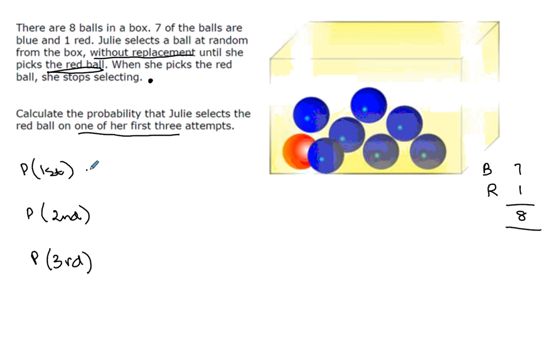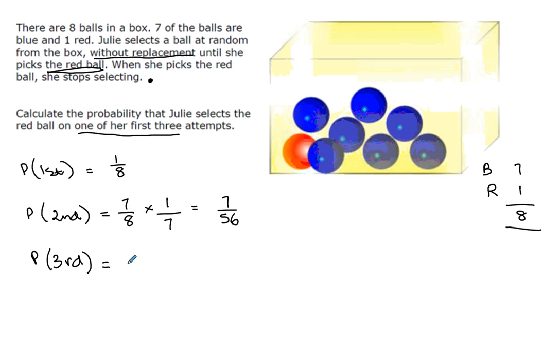So what's the probability of her picking a red on her first attempt? It'll be 1 out of 8. And then she stops. What if she picked a blue ball first? So that would be 7/8. And again, because it's without replacement, the second time she wants to pick a red, so it'll be 1, but she only has 7 left. So you've got 7 over 56.